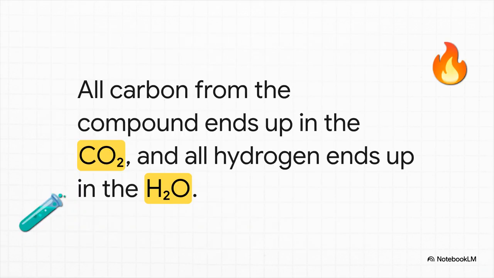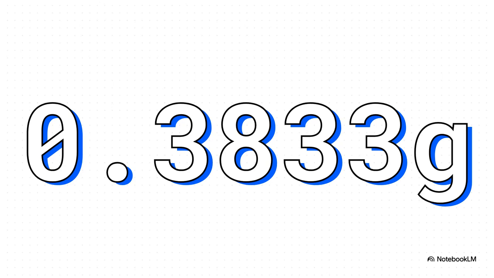So, the crucial idea here, the thing that makes this whole process work, is that atoms don't just disappear in a reaction. That means every single carbon atom from our mystery compound is now trapped inside the carbon dioxide we collected. And likewise, all the hydrogen is now accounted for in the water. Nothing gets lost. So, after doing a little math to figure out how much of that CO2 is actually carbon, we get our first piece of hard evidence. The amount of carbon in our original sample was exactly 0.3833 grams.